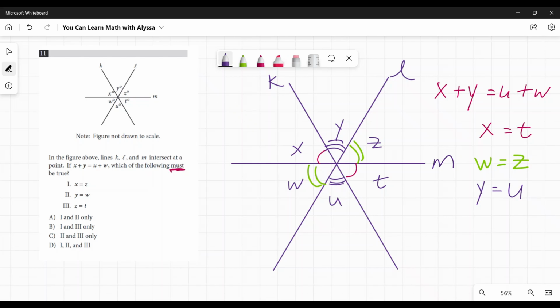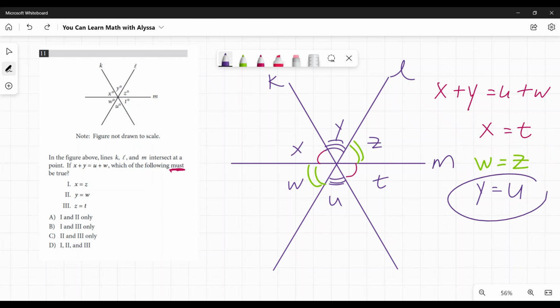Now we are trying to get to X equals Z, Y equals W, and Z equals T. I'm going to start with X equals Z. Now, I look at this over here and I'm like, okay, so this is what we're given, and these are what I know. So I can swap in. If there's a T, I can put in an X. If there's an X, I can put in a T. If there's a W, I can put in a Z.